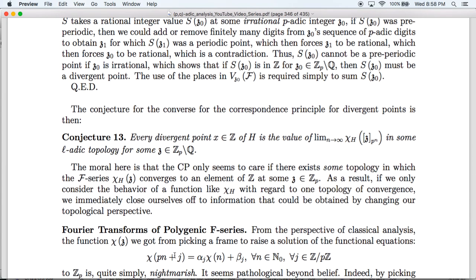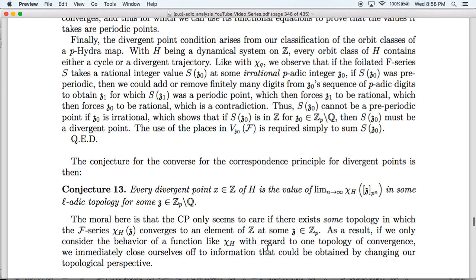So anyhow, the moral here is that the correspondence principle seems to only care if there exists some topology in which the f-series of our Newman converges. As a result, if we only consider the behavior of a function like chi-H with regard to only a single topology of convergence, we're immediately closing ourselves off to information that could be obtained by considering a different metric completion.